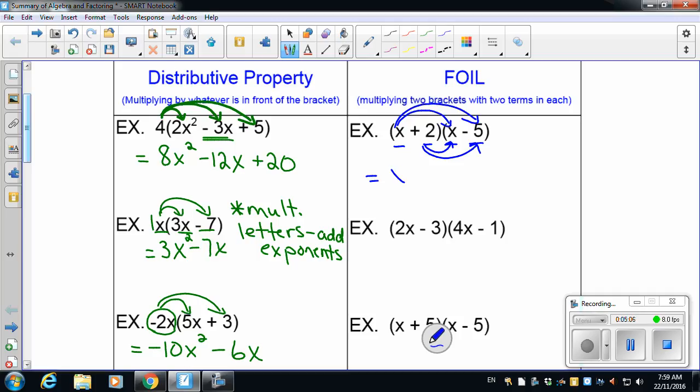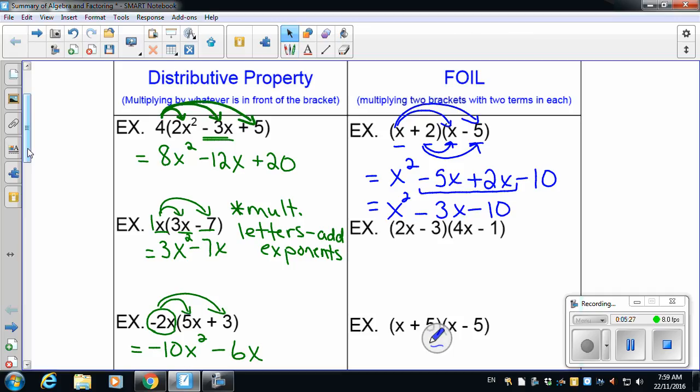So x times x, x squared, minus 5x plus 2x minus 10. And I'm left with some like terms to put together here. Minus 5x plus 2x is minus 3x, minus 10. So FOIL has the same pattern every time.